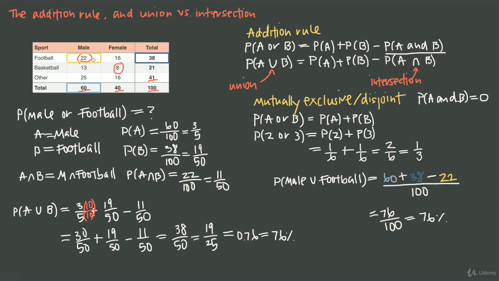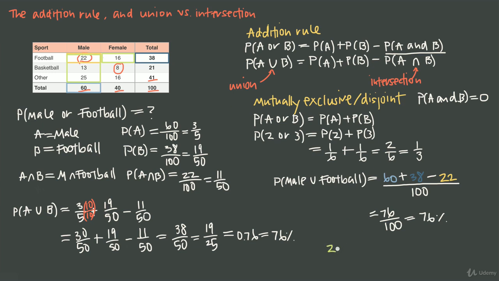Alternatively, although this is really doing the same thing, we could take the entire male column and the entire football row, but only include the male and football intersection once. So for example, if we only took here all of the males, and then we want to make sure we don't double count the 22, so we won't box that again, but we also need to include everyone who likes football, so we're missing this box here, we need to grab that as well. In that case, we're just saying that these are all of the people we want, we just want to make sure we don't double count 22.